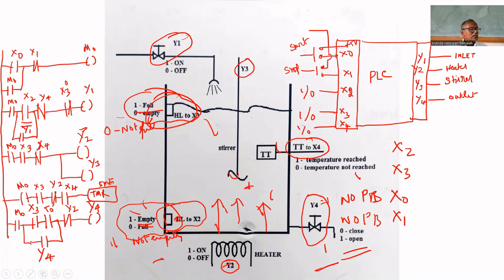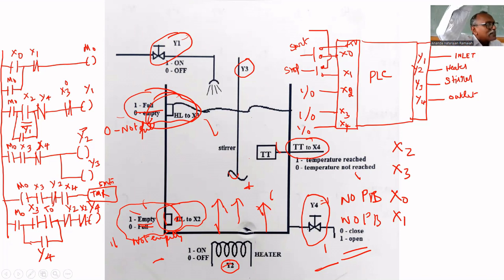But is it sufficient? When the valve has to close, when it becomes empty, that's why "not empty" has to be included. Empty means what? X2 is 1 when it is empty. Not empty means it is 0. That's why we have to include X2 here. So once completely drained, the valve will automatically be closed.